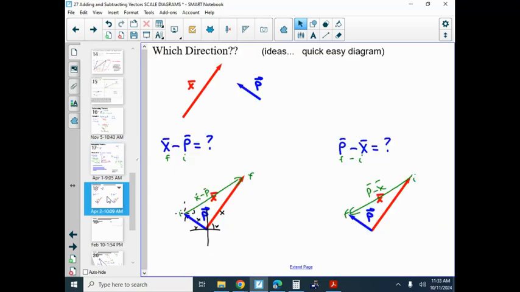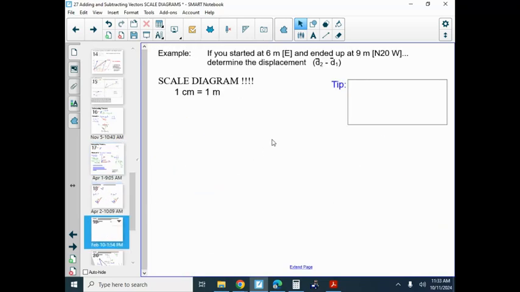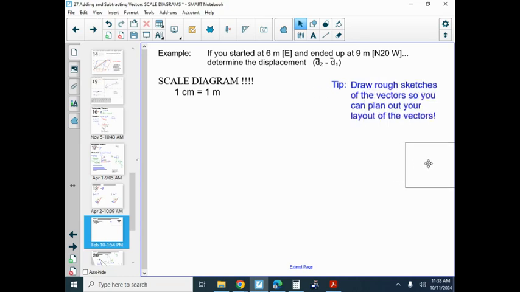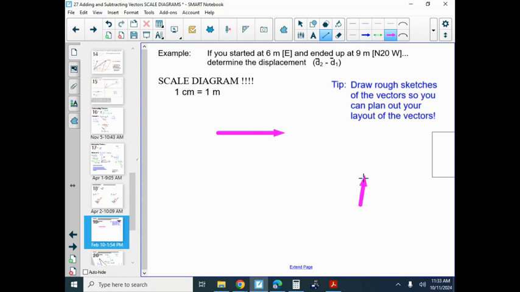So subtracting vectors, we can do all that stuff too. Obviously, if you started at 6 meters east and ended up at 9 meters north, 20 degrees west, you can just draw the diagram, right? It's nice if you draw rough sketches of the arrows first. So if you're measuring and getting a scale, you'd be like, okay, we have one that's 6 meters east, one that's 9, so longer than that, and north 20 degrees west.